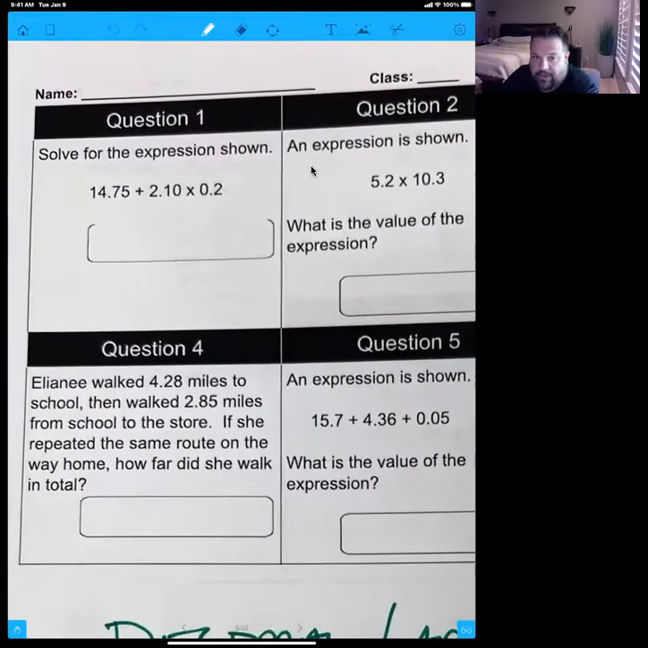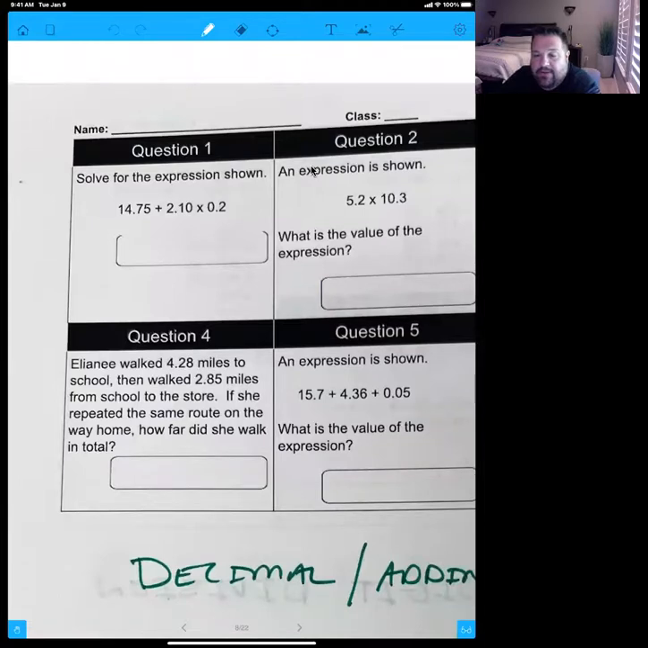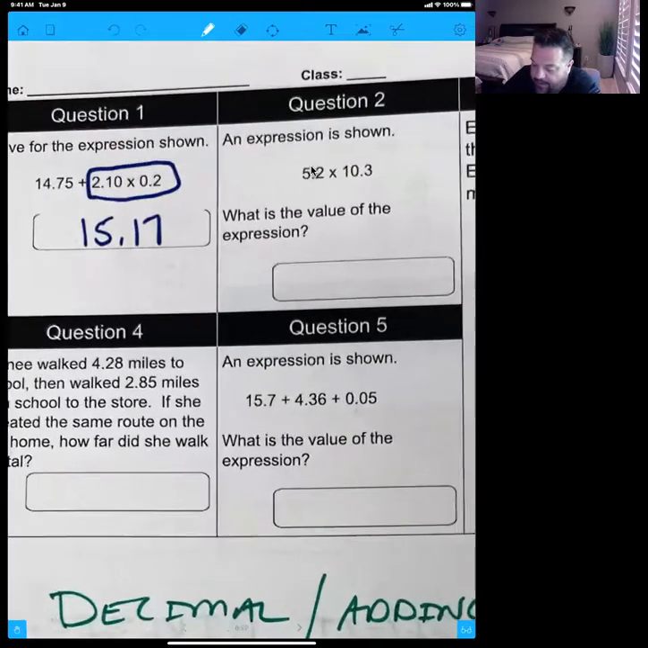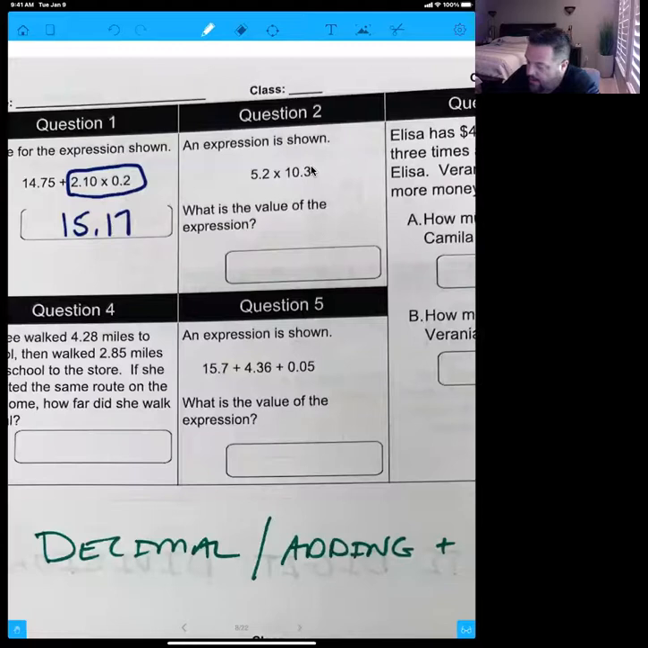Go ahead and try to do number 1. Now we're going into adding some decimals. I think they might have messed up on this because this isn't really our order of operations page, but remember you got to do that first and then add. So you should have got 15.17. The next one, I really want you guys to, you can write it out like this and multiply, and then you would move the decimals 1, 2 places at the end for your answer. And you should have gotten 53.56.